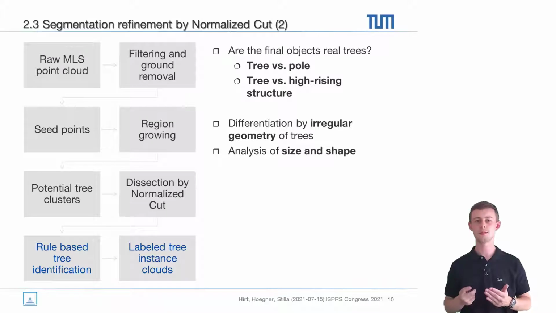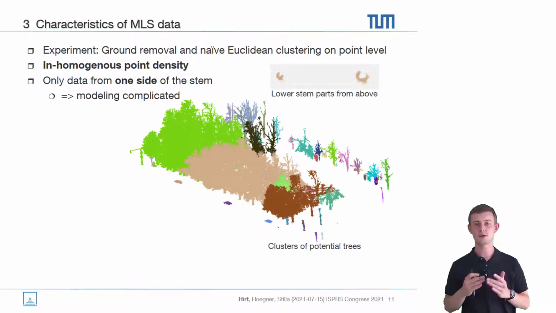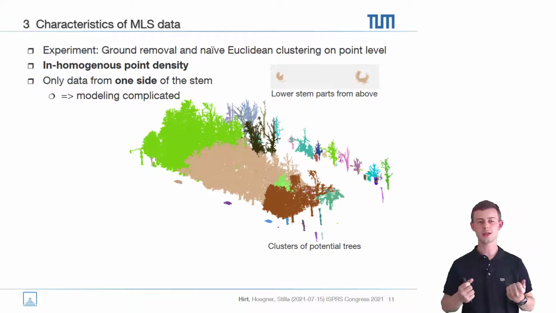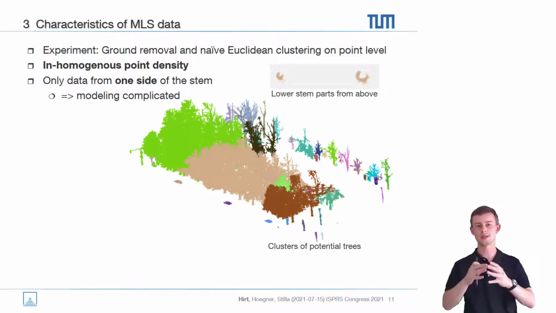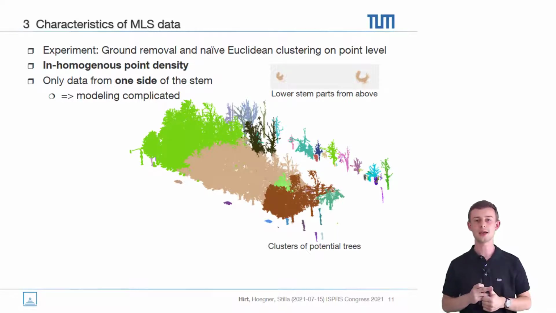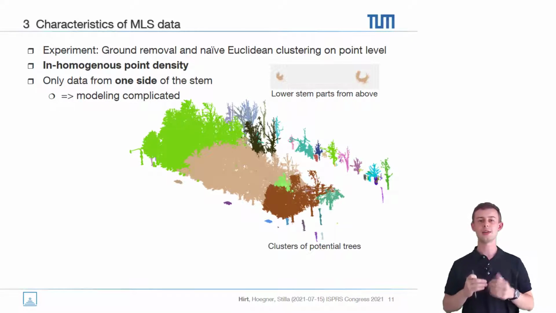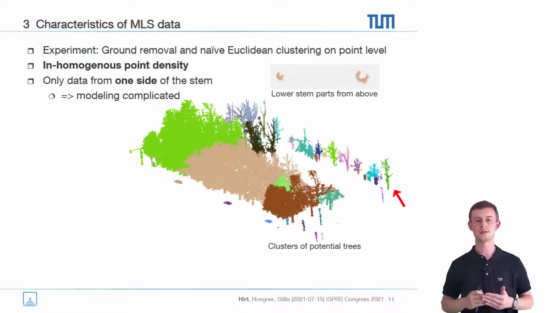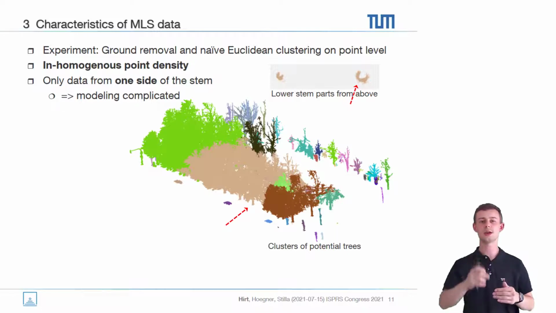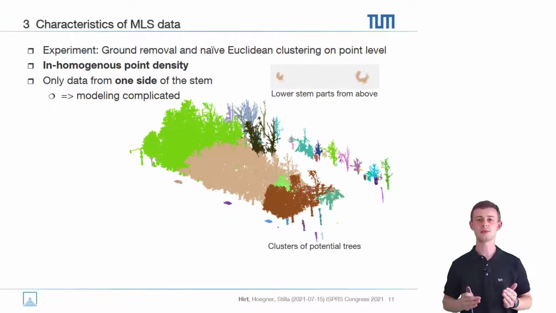data behavior. That is, having MLS point clouds, we removed the ground and just clustered them by Euclidean distance. Here in this cloud we see one characteristic of mobile laser scanning, that is that the point density grows weaker the farther we get away from the sensor. The second thing is we have our stems, all our data, only captured from one direction. We see that in these half circles that should be tree stems seen from above. So modeling will be complicated.